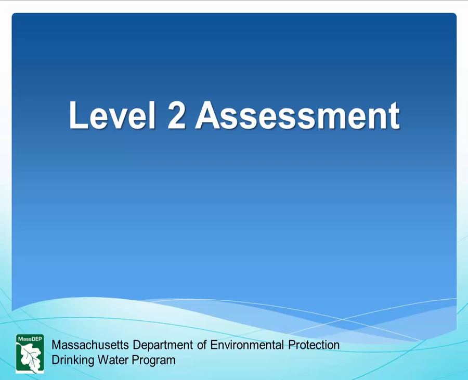Level 2 assessment. A Level 2 assessment is more in-depth than a Level 1 assessment. They are performed by the state or state-approved entity each time a Level 2 assessment is triggered. The PWS is responsible for ensuring that the Level 2 assessment is conducted regardless of the entity conducting it. The Level 2 form is 12 pages long, so for the sake of this presentation, we will not go into the form in great detail.